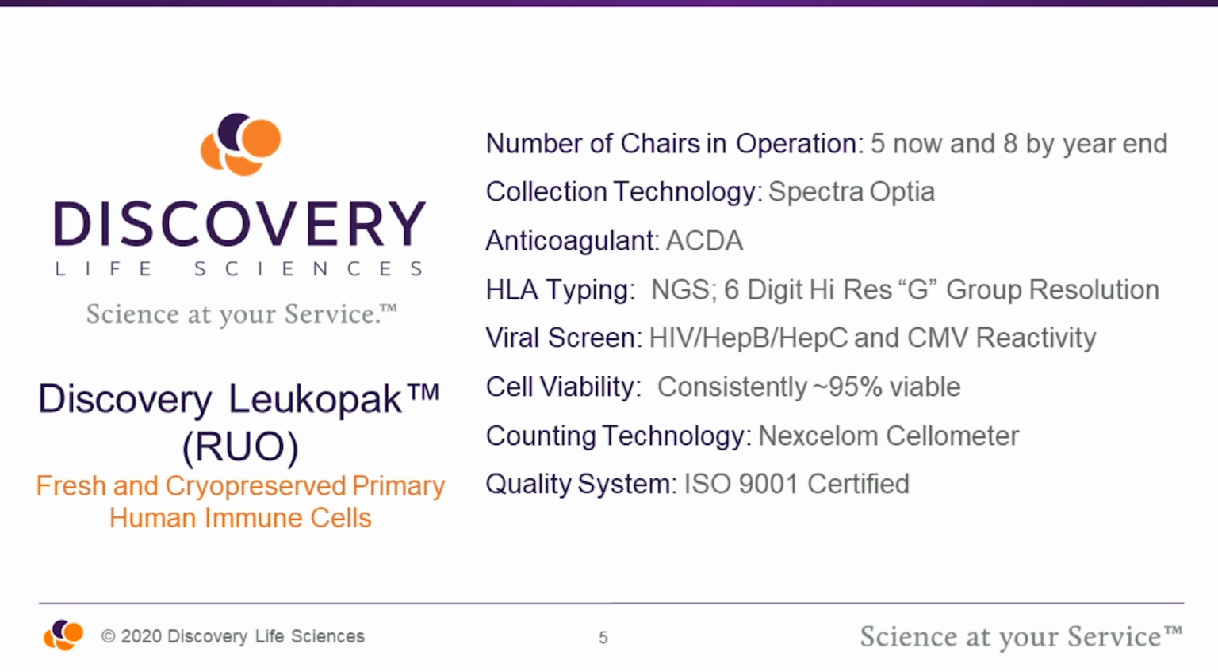All of our donors are HLA typed by next-gen sequencing for 6-digit high resolution, and all of our donors go through viral screening for Hep B, Hep C, and HIV, as well as CMV and EBV reactivity. Our cell viability is consistently about 95% or greater directly after collection.